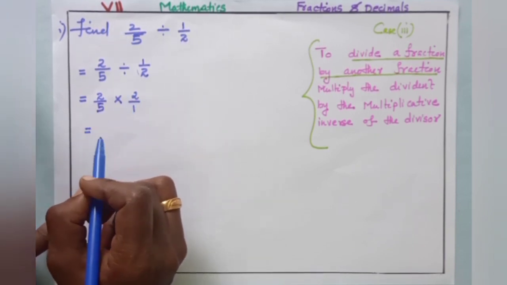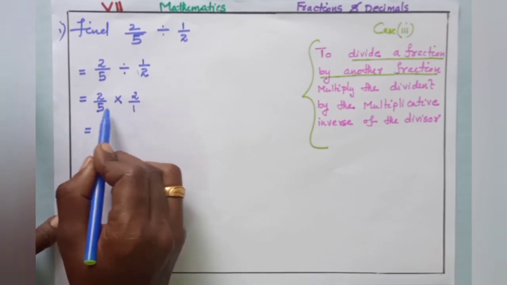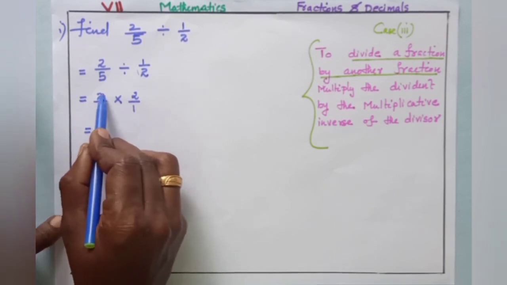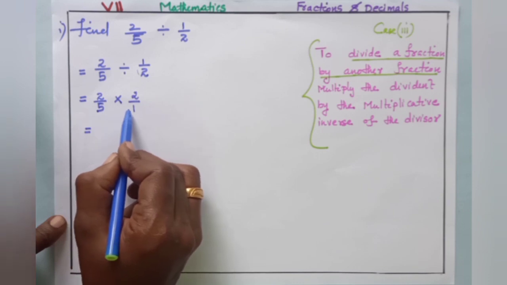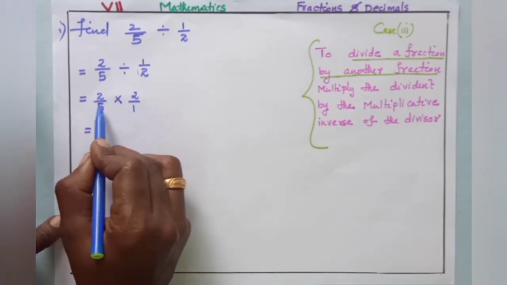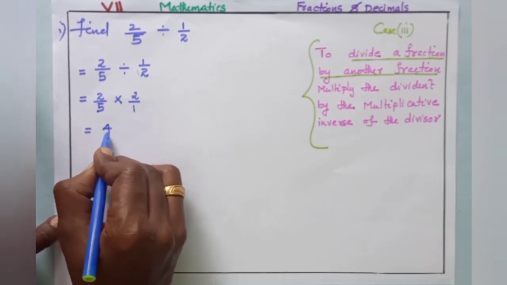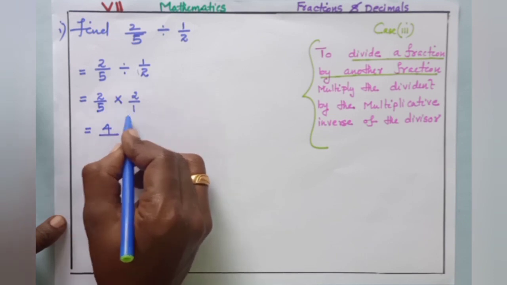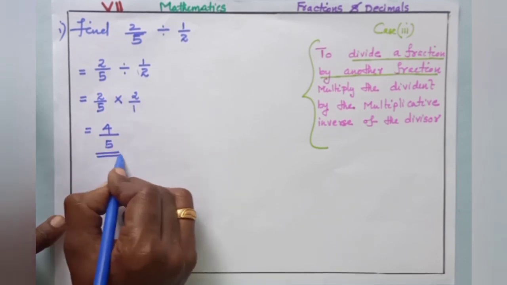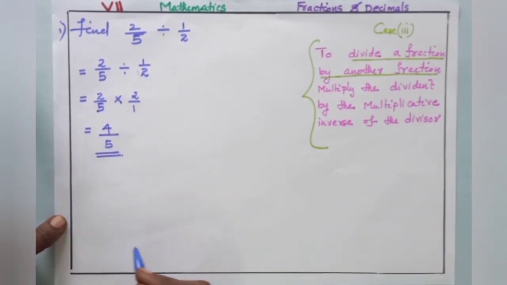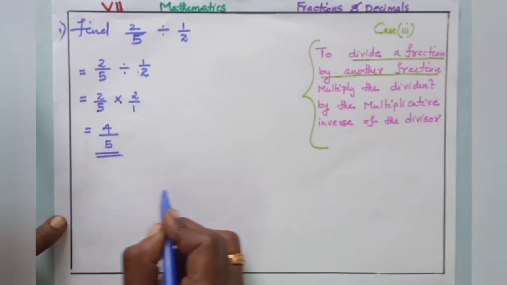Then, multiplication of two fractions method: multiply the numerators, multiply the denominators. Cancellation is not possible here. Okay. So 2 into 2, 4, by 1 into 5, 5. 4 by 5 is the answer. Listen to the second question.